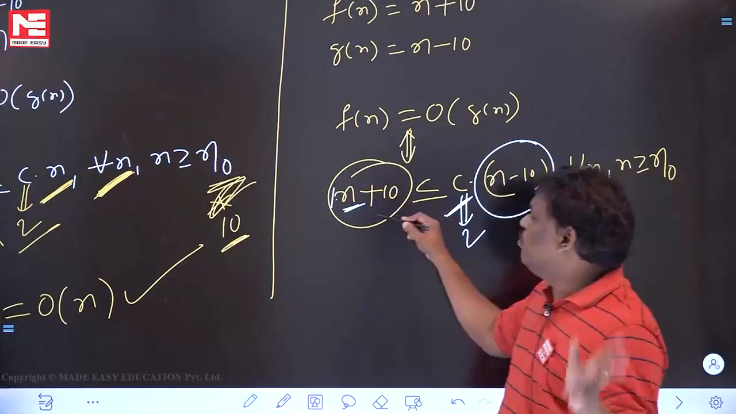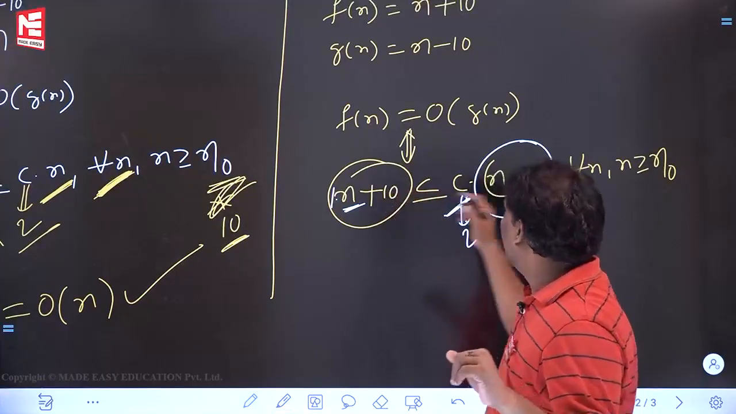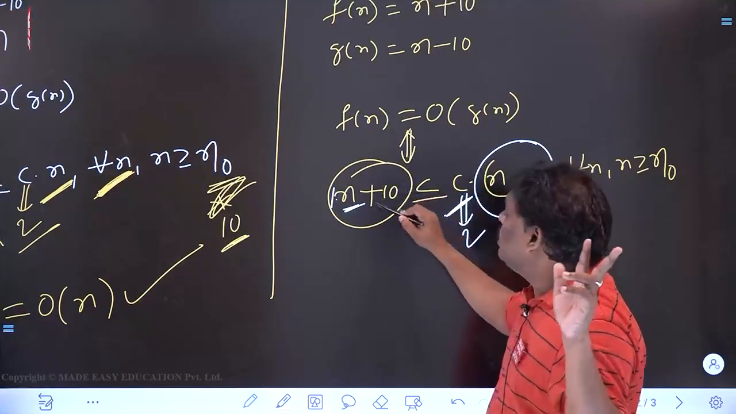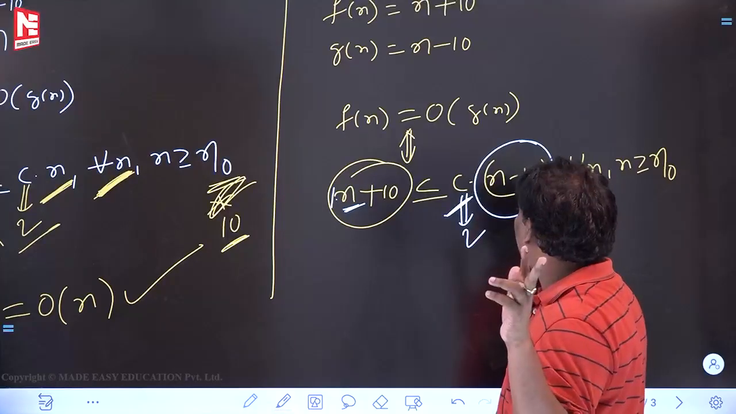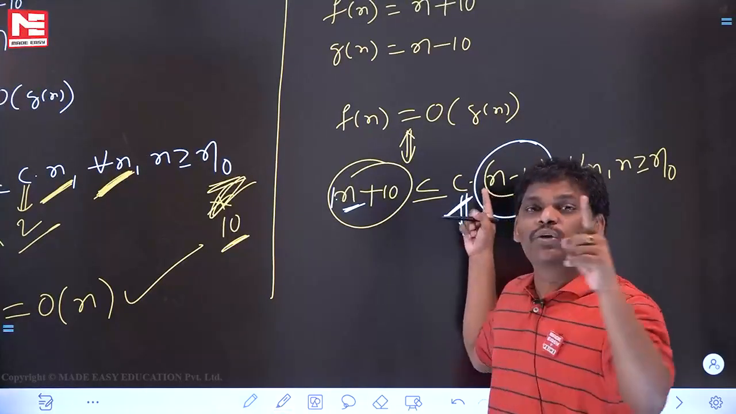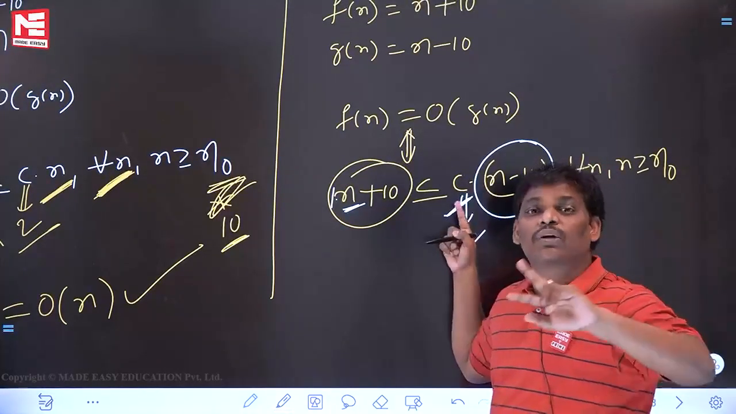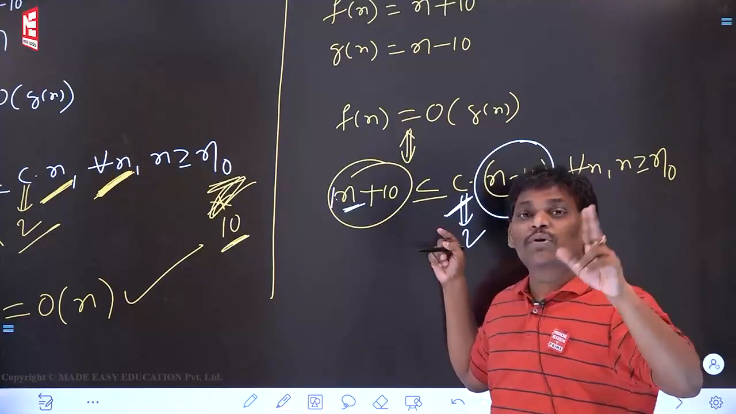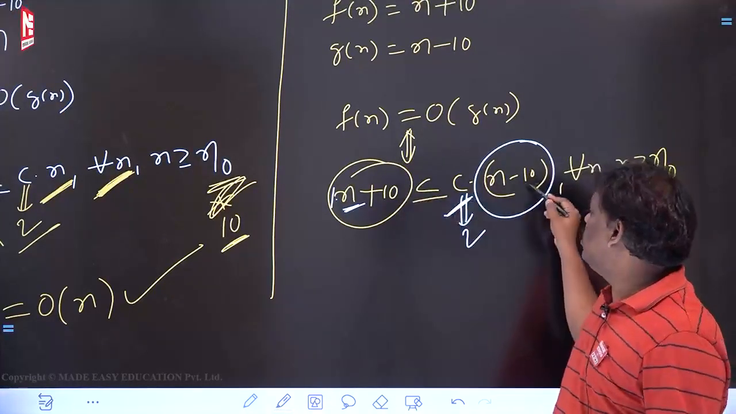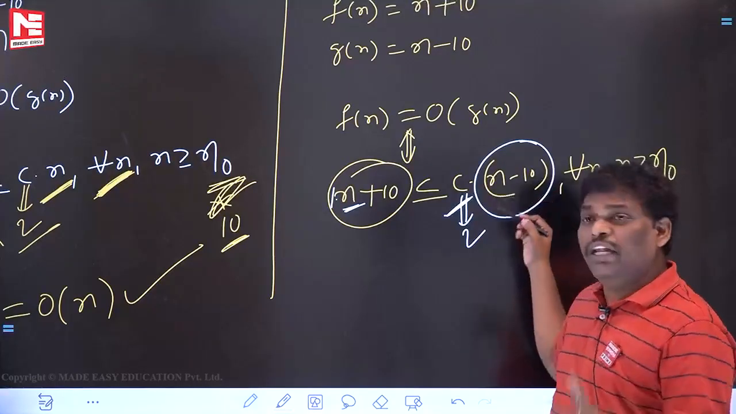If I keep n value 1, what is the answer? It will become 11 on the left, and 1 minus 10 is minus 9 on the right. Negative is coming. Negative functions we don't discuss. What does it mean? Negative is coming. Skip it. What about 2? It is 12, and 2 minus 10 is minus 8. I think negatives are coming.